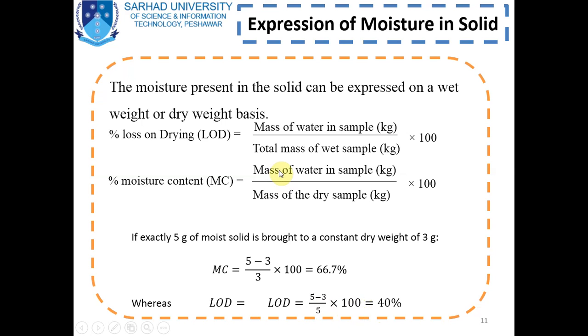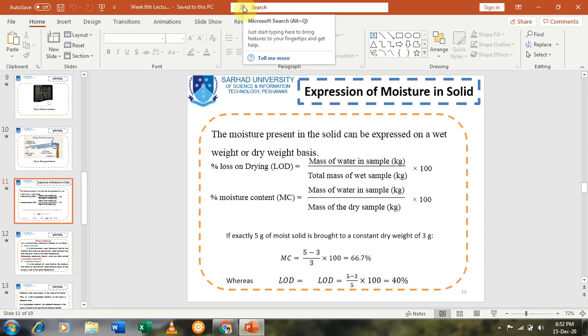So it is clear from these formulas that we can express the moisture present in a solid material either on a wet weight basis or a dry weight basis. For the wet weight basis, the percent LOD has the expression, and for the dry weight basis, the percent moisture content is the expression for the moisture present in that particular solid.